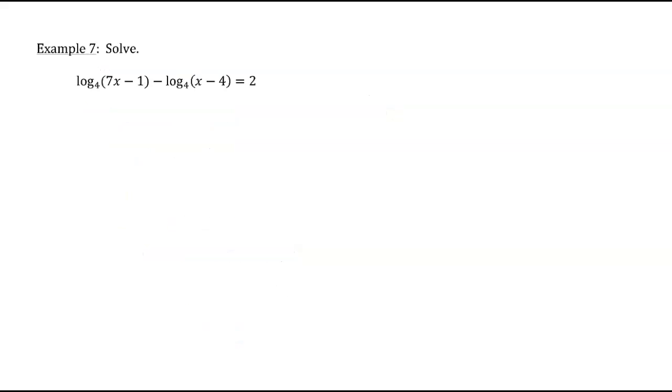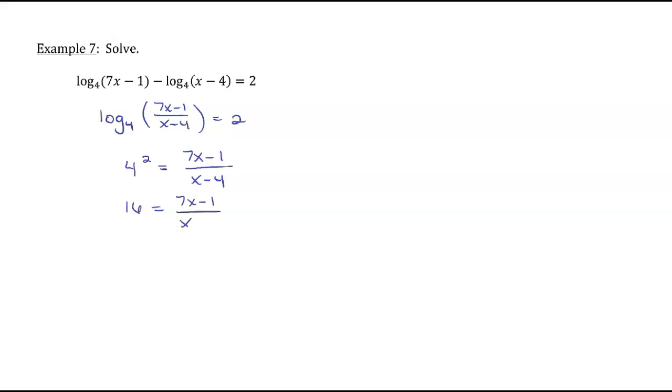In example 7, we again have two logarithms, but we also have a constant term of 2, preventing us from using the one-to-one property of logarithms. Let's use the quotient rule instead to combine these two logarithms into a single logarithm. Using the quotient rule, we have log base 4 of the quotient 7x minus 1 over x minus 4. And switching this equation to exponential form, we can rewrite it as 4 squared equals 7x minus 1 over x minus 4. That is, 16 equals 7x minus 1 over x minus 4.